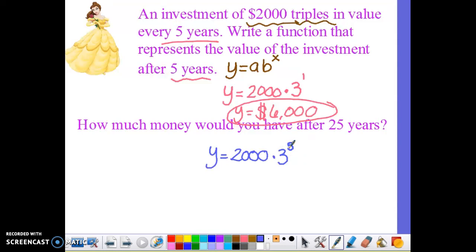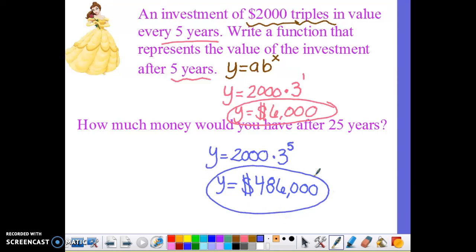Again, you have to use calculators for this. You just have to type it in correctly and slowly. So you should get your answer, how much money you have, to be equal to $486,000 if you let it triple over time, over 25 years. Hopefully that one went okay for you.